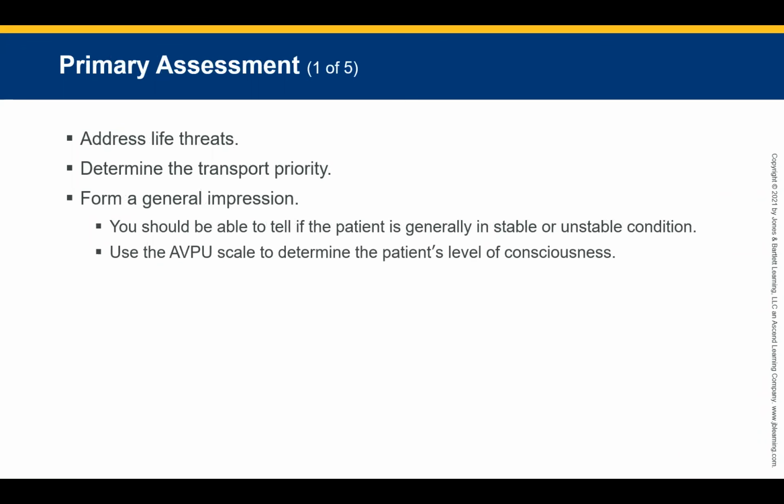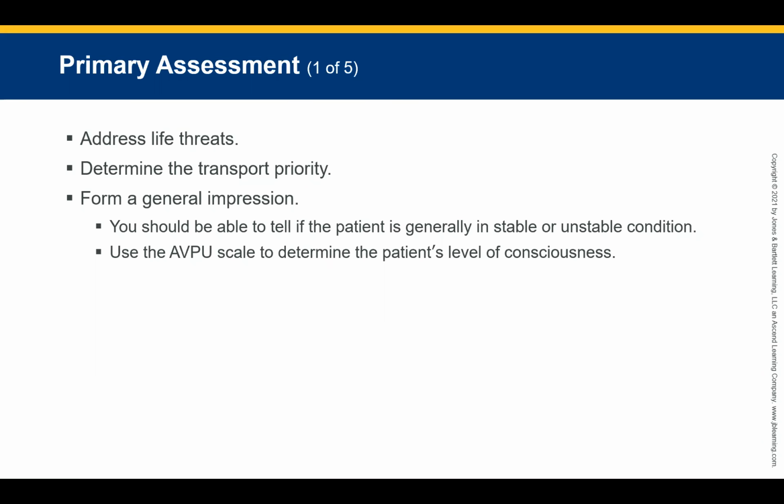For primary assessment, we're going to address life threats. We're still going to think about our ABCs. We're still concerned about circulation, because if they're bleeding, they're going to bleed out quick. Determine the transport priority of the patient based on his or her condition, and maintain a high index of suspicion for serious injuries, even with mechanisms of injury that might seem minor to a younger patient but are more severe in our elderly patients. As you approach the patient, you should be able to tell if the patient is generally in a stable or an unstable condition.